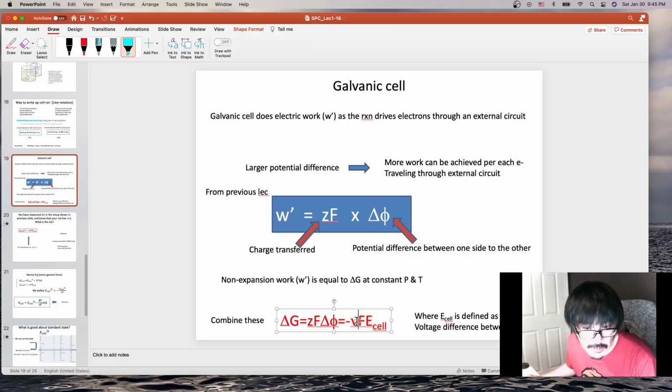So this is from the electrons' point of view. This is the number of electrons, this is the voltage that you measured, and F being Faraday's constant. And you have a negative sign here just because of how we define the voltages. Delta G being negative means spontaneous, right? Then, because of this negative, if the voltage is positive, that reaction is spontaneous. The overall reaction is spontaneous.